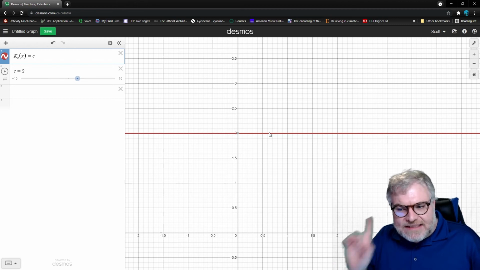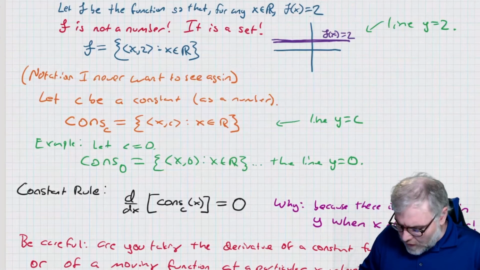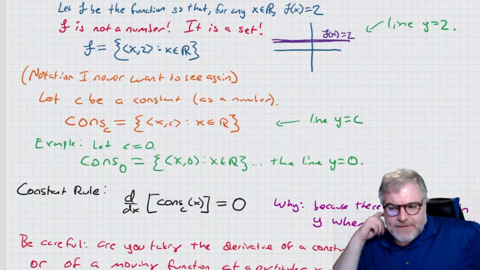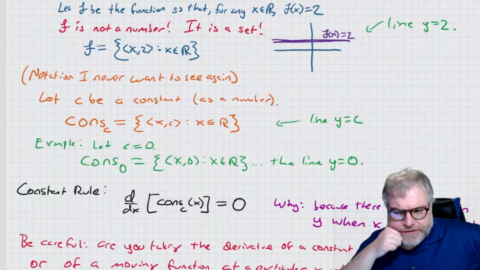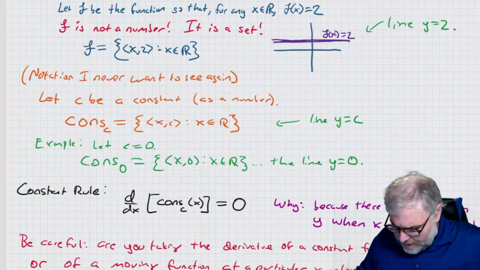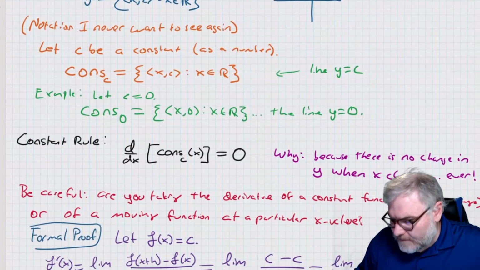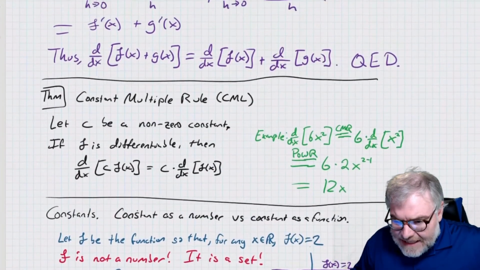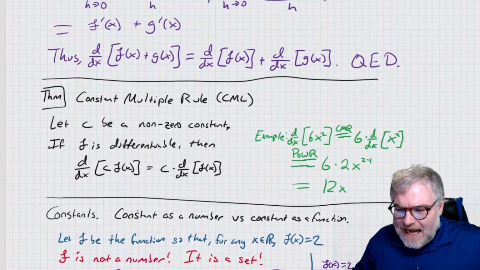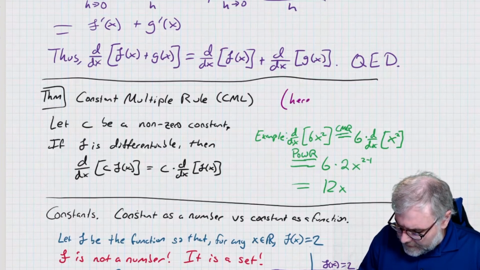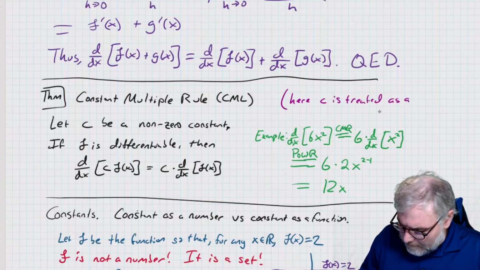But remember, constant as a function. And I never, ever want to see this notation again. I just want you in the back of your head to go, is constant here a number or constant here a function? I just want that screaming at you in the back of your head. Okay? So the constant rule says that the derivative of the constant function is 0. No, that is not this. Here with the constant multiple rule, constant is a number. Let me write that. Here, C is treated as a number.